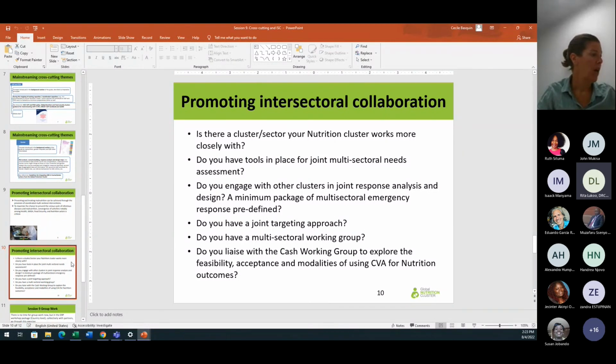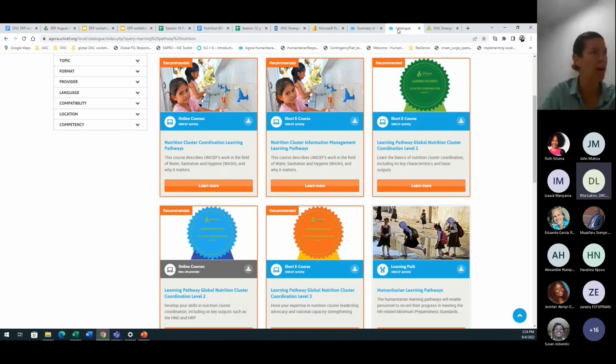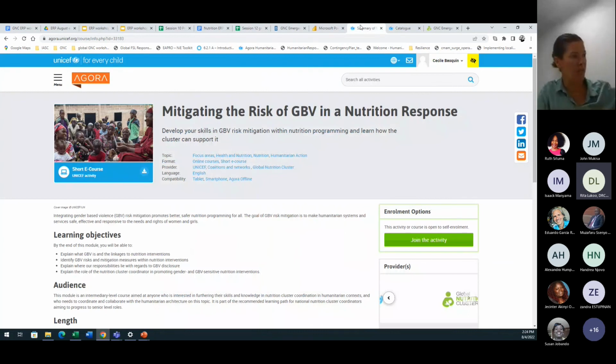Okay. And I forgot to mention, for cross-cutting themes, we have a lot of the e-learning modules on the GNC Learn platform and on Agora, where you will understand specifically, this is one example of how to mitigate the risk of gender-based violence in a nutrition response. So there you'll find even more support on how to mainstream and integrate those key cross-cutting themes.